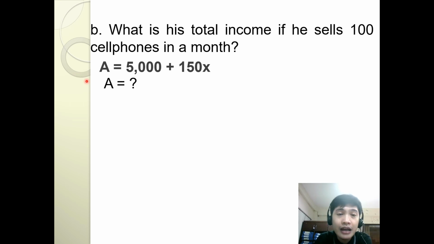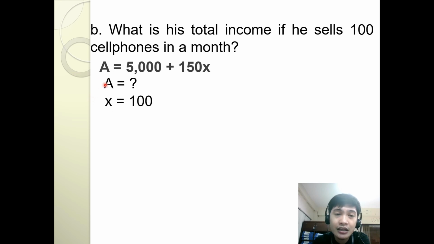Ngayon, ang hinahanap natin ay yung total income. Again, ang hinahanap sa letter B ay ang kanyang total income. At ang value ng X ay 100. Kung babalikan po natin yung ating letter A while ago, si X ay tumutukoy sa number of cellphones na mabebenta. Ang tinatanong sa letter B, ano ang kanyang magiging total income kung siya ay makakabenta na 100 cellphones? So, ang tinutukoy na 100 cellphones na ito ay value ni X.